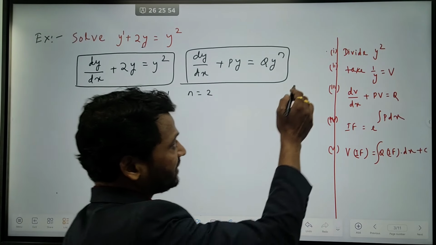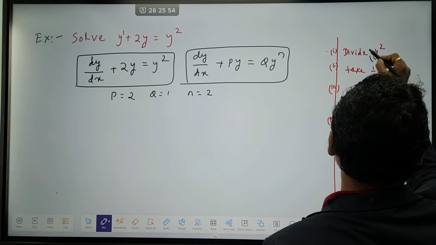So what are the steps we need to follow? The first one is we divide y square in LHS and RHS. So your equation becomes dy by dx into 1 by y square plus 2 by y is equal to 1.